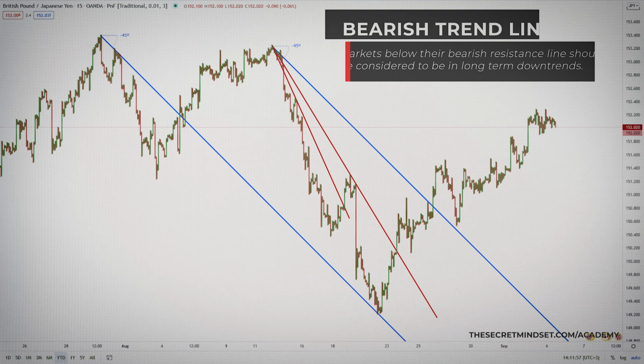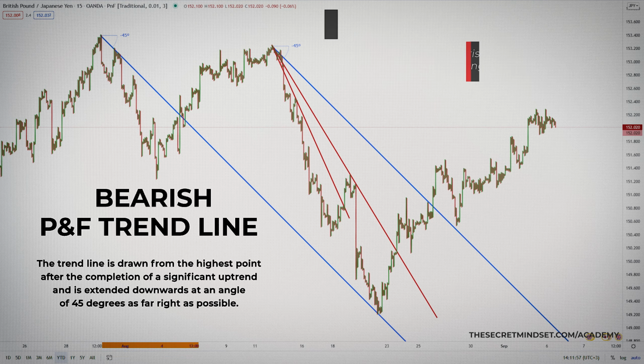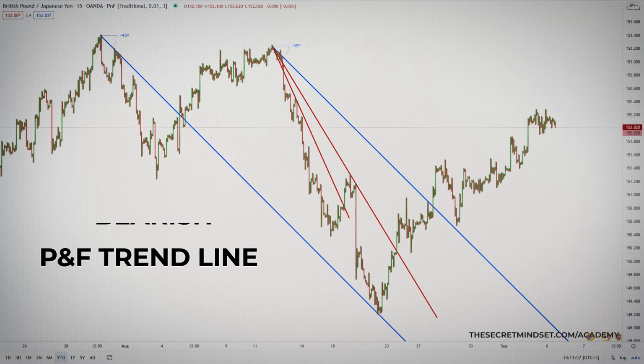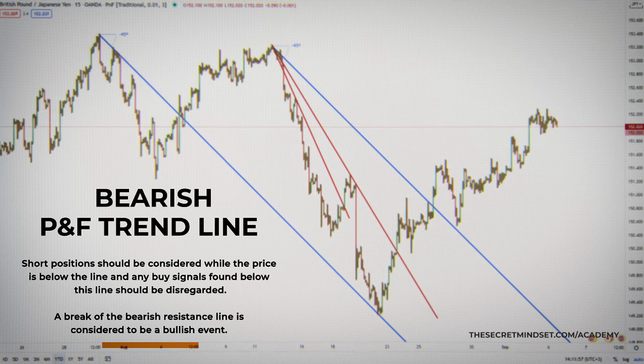Markets below their bearish resistance line should be considered to be in long-term downtrends. The trend line is drawn from the highest point after the completion of a significant uptrend and is extended downwards at an angle of 45 degrees, as far right as possible. Again, you can experiment with other angles. Short positions should be considered while the price is below the line, and any buy signals found below this line should be disregarded. A break of the bearish resistance line is considered to be a bullish event.